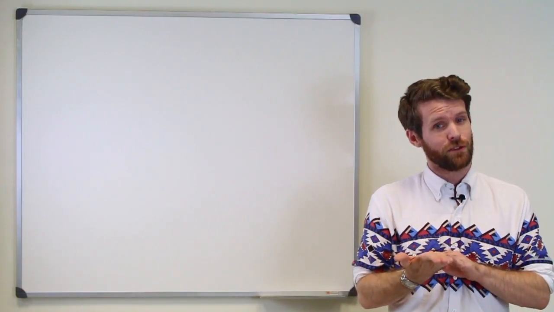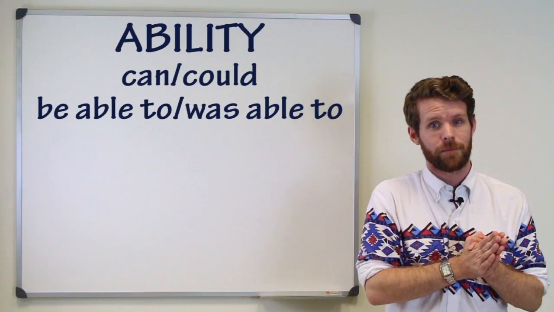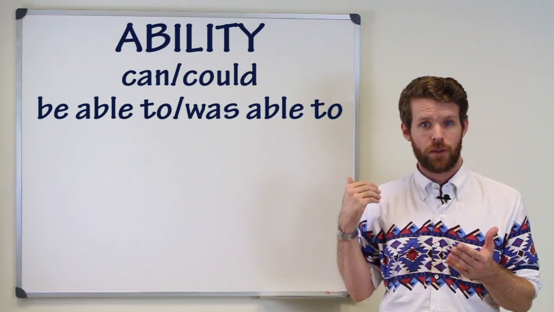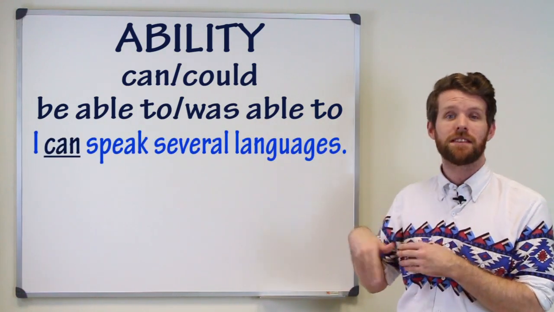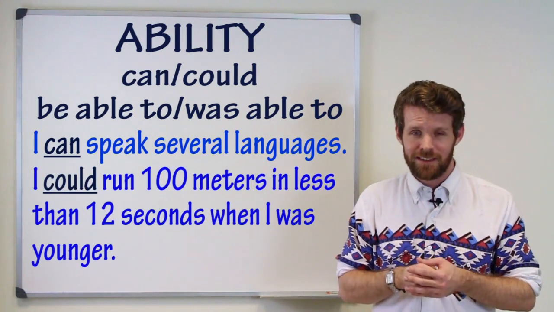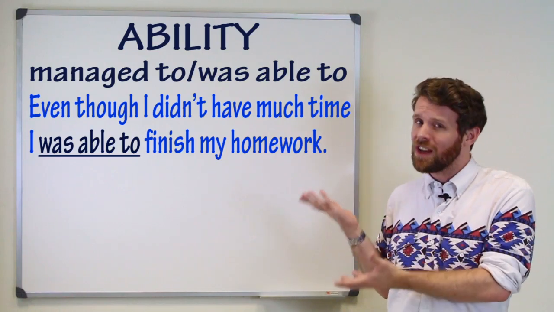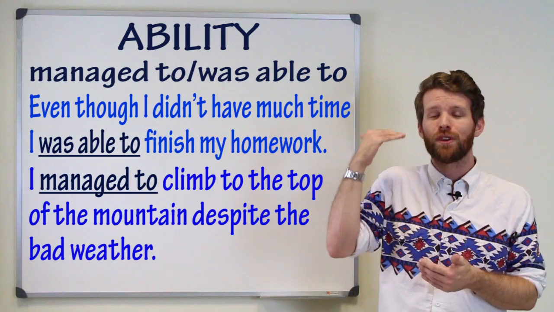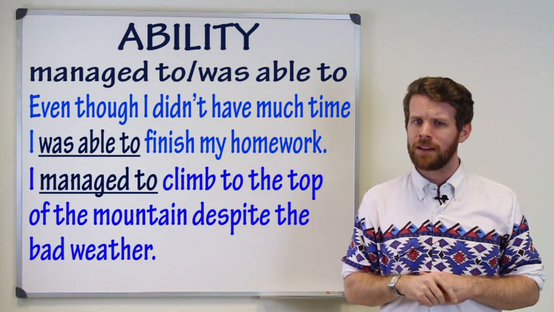Can and be able to are used to express ability. The past forms are could and was able to. For example, I can speak several languages. I could run 100 meters in less than 12 seconds when I was younger. If we want to talk about a specific event in the past, which someone did, then we use was able to or managed to. Even though I didn't have much time, I was able to finish my homework. I managed to climb to the top of the mountain despite the bad weather.